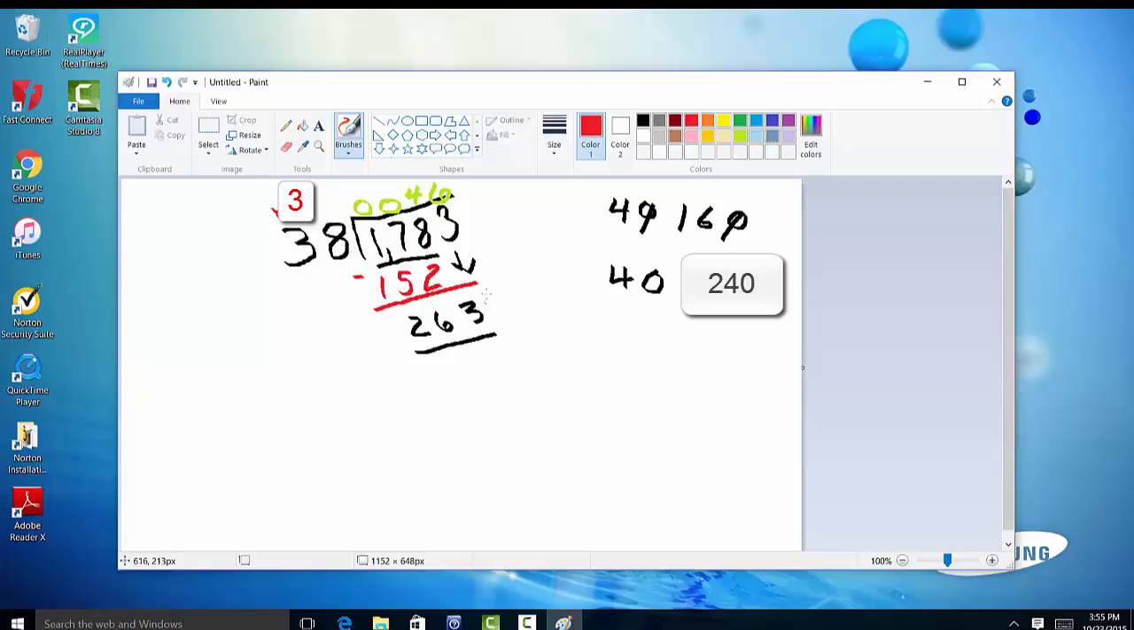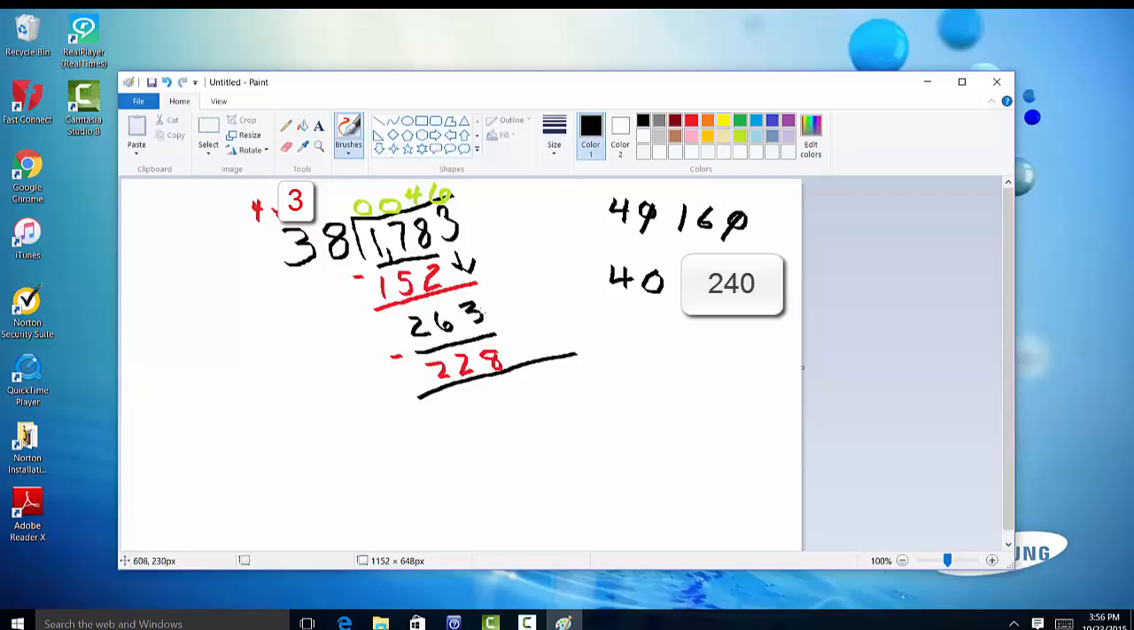6 times 8 is 48. The 8 goes there, right over it. So this is where it could get busy up top. We got the 4 up there. 6 times 3, 18, plus 4, 22. All right, then we got our new subtraction problem.